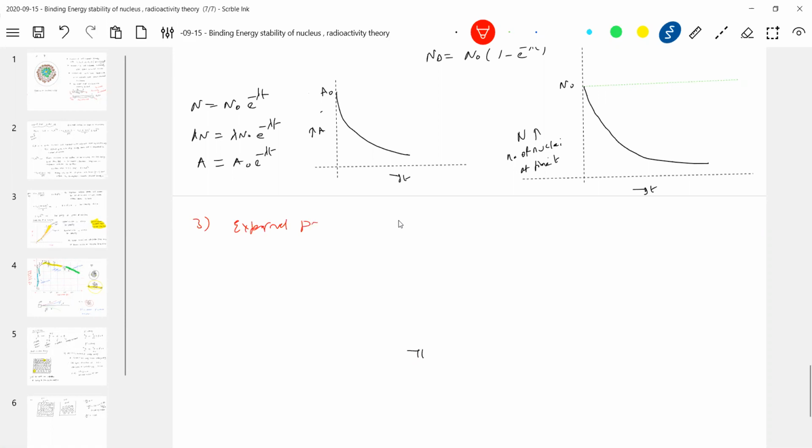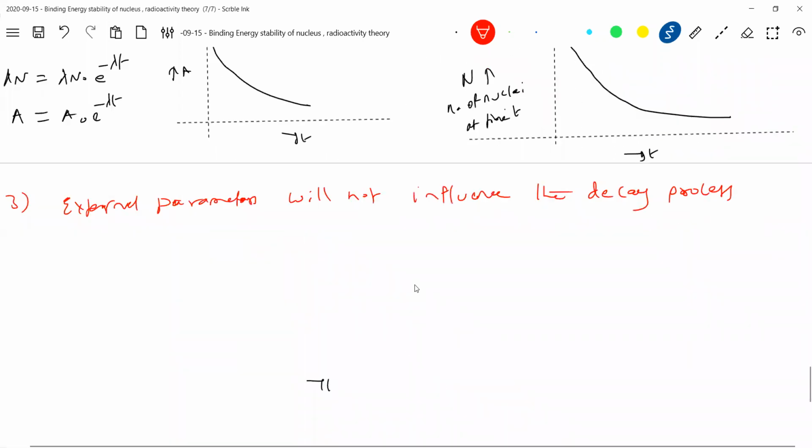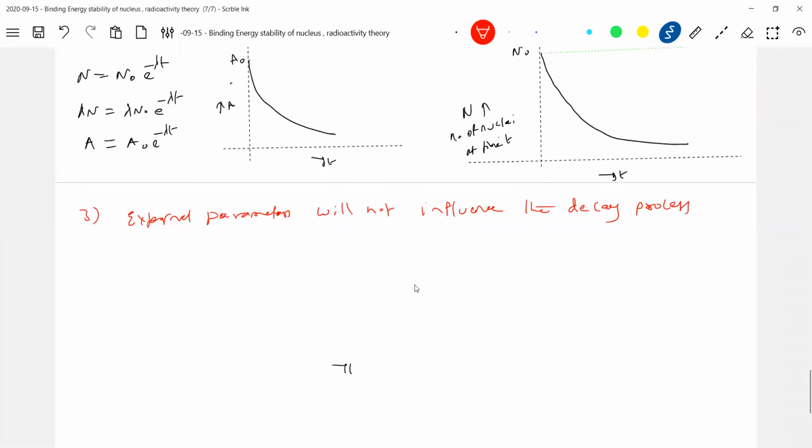External parameters will not influence the decay process, so we need not bother about anything of that kind. Just leave it. Where it is kept, what the acceleration due to gravity is, whether you keep it in space, on Earth or on any other planet, whatever decay it should undergo, it will undergo.